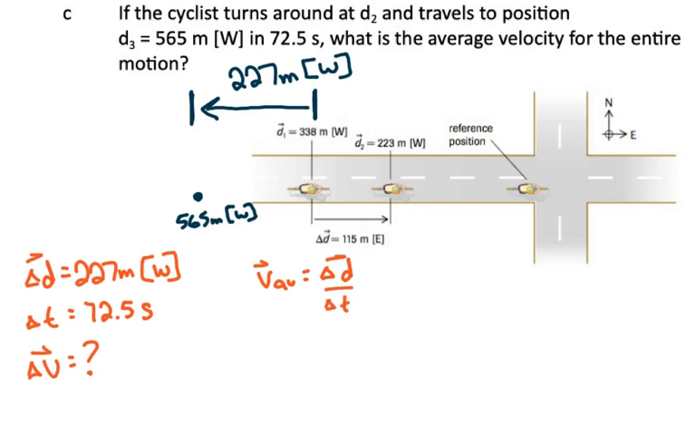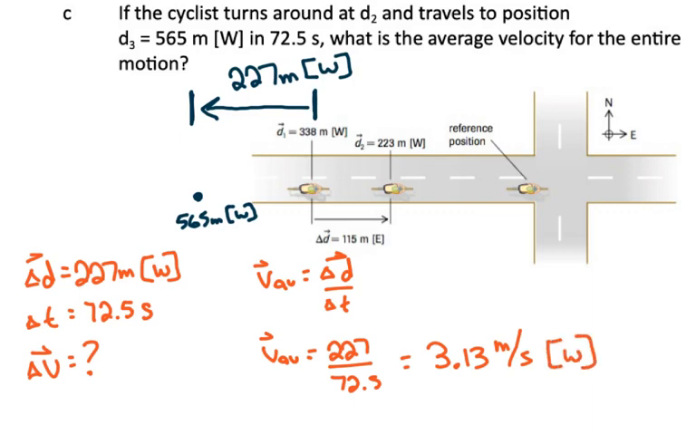Same equation. Substituting in 227 meters west for displacement, 72.5 seconds for time. Going to 3 sig figs would give us 3.13 meters per second. And the direction would be to the west. Even though for some of this trip the cyclist did move to the east, overall his velocity was towards the west because he ended up west of where he began.